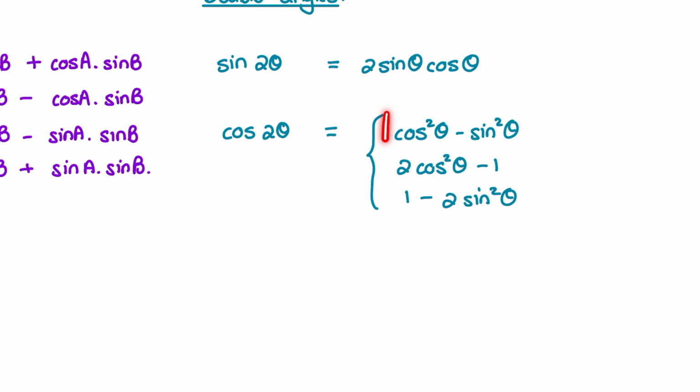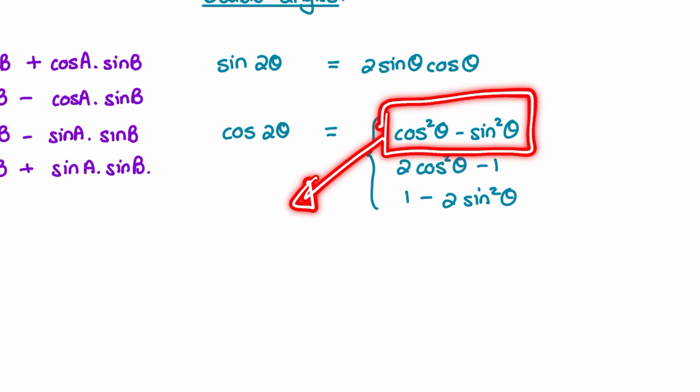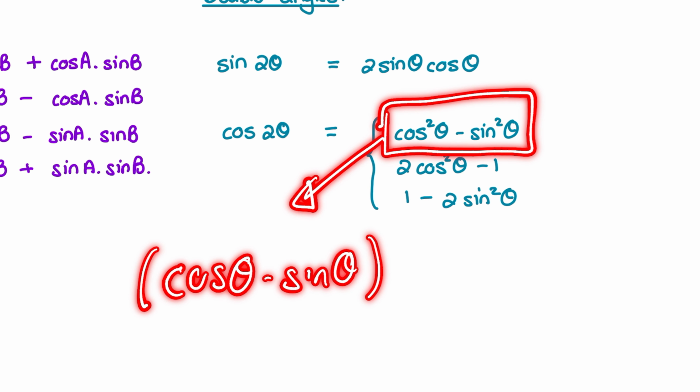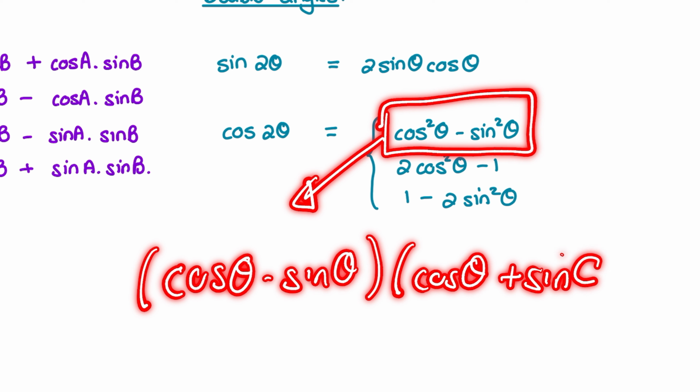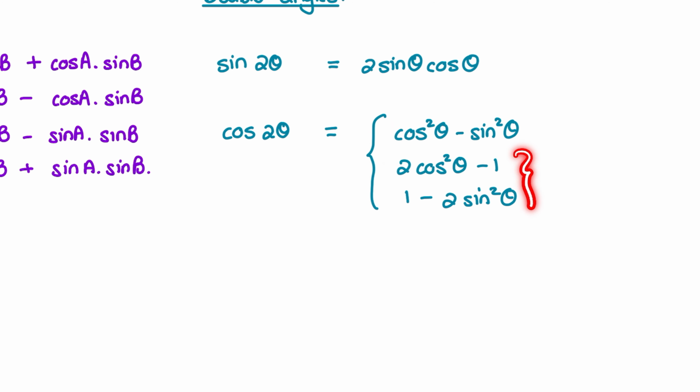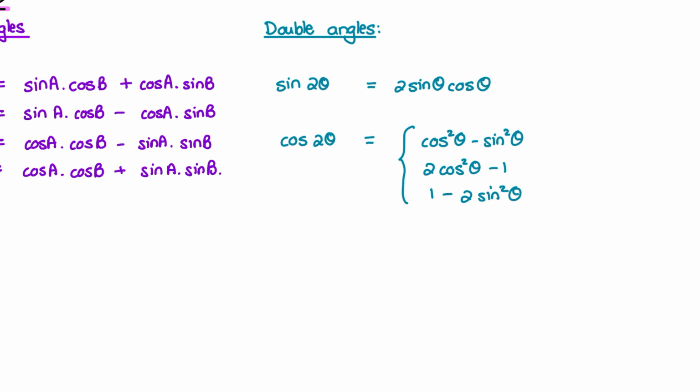And what I want you to notice is that the first option is also a difference of two squares. So we can rewrite that as cos theta minus sine theta multiplied with cos theta plus sine theta. But we need to be careful. The other two options are not a difference of two squares and cannot be factorized in that simple way.